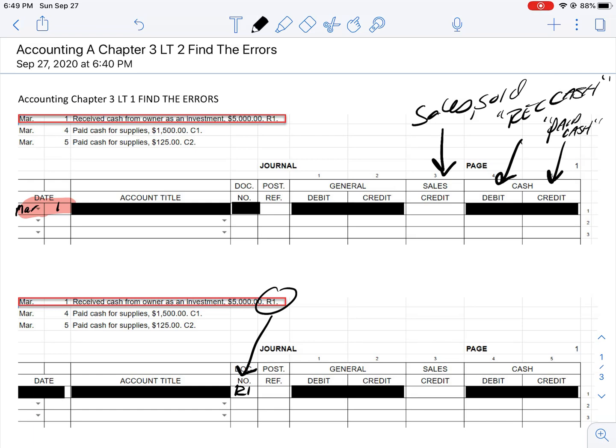Now the thing that you've got to realize here is when we receive cash, our source document is going to be an R a lot of the time. When we pay cash, our source document will be a C a lot of the time. That helps us determine which column to use. It's almost a little trick to be able to get them in the right columns.